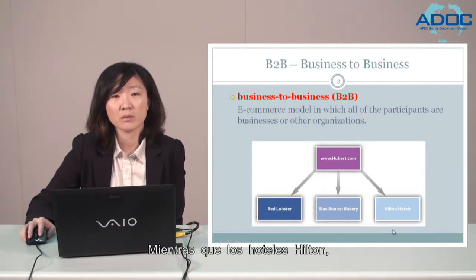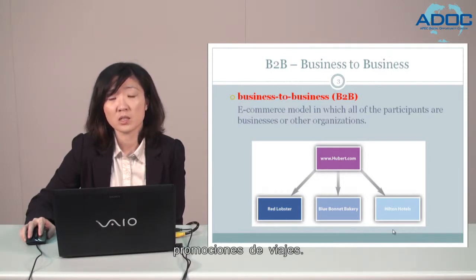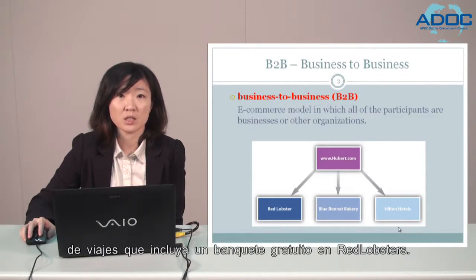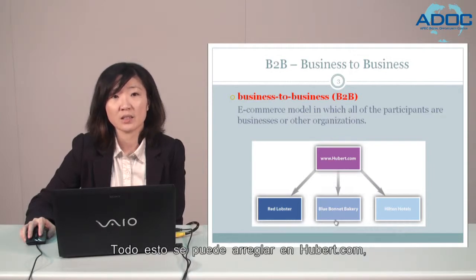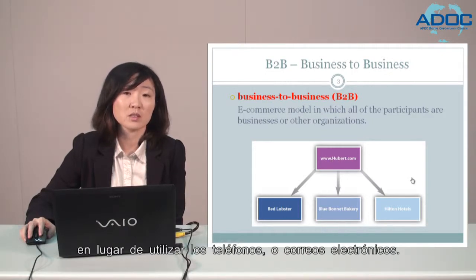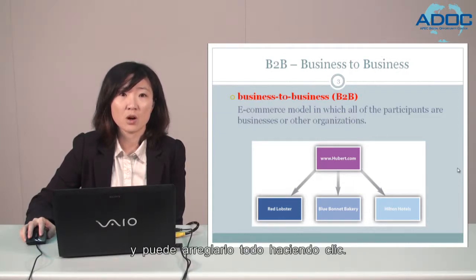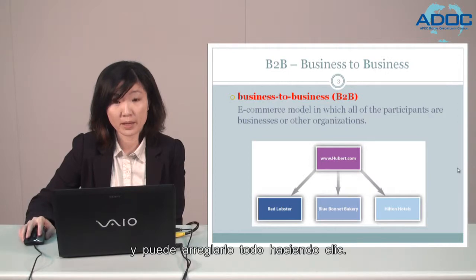While Hilton Hotels might have some marketing and travel promotions. Therefore, they can offer a travel package, including a complimentary banquet in Red Lobster. They can finish all of this on Hopper.com instead of using phone or email. They just go to the B2B platform, and they can finish all the work by clicking.